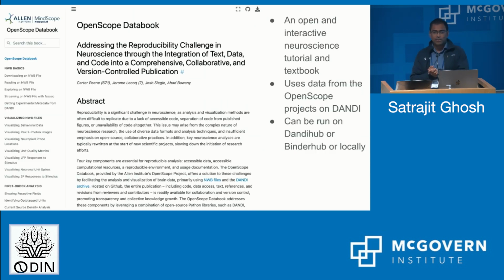Jerome might talk about this, I'm not sure if he will, but this is something he has been building as part of the Open Scope project, to bring people to this ecosystem, to understand NWB, to understand the data that the Open Scope project is generating in NWB, and to give an example to people to be able to play with this. I won't go into more detail than that. I'm assuming Jerome will talk about this.